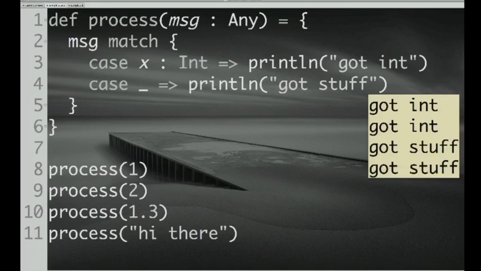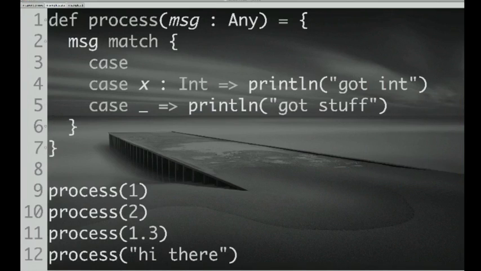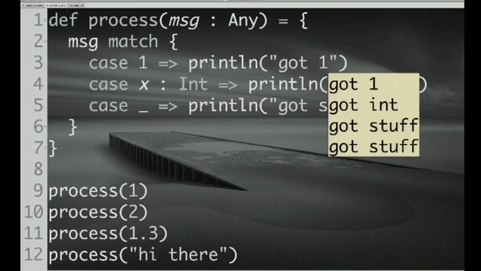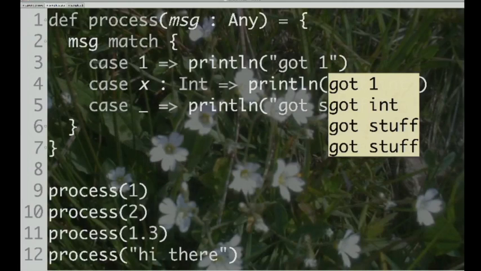So you can see it got int on the first two cases, got stuff on the second and the third, but I can go back over here and say case. In this particular case, we could say 1 and then specify println, and we could say got 1. So you can see how it parses 1 out first of all, even though it's an integer, and if it's not a 1, it falls back to the second one, in which case it absorbs any integer, and then it falls through the rest of the things.